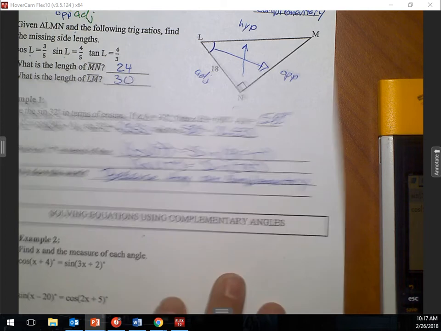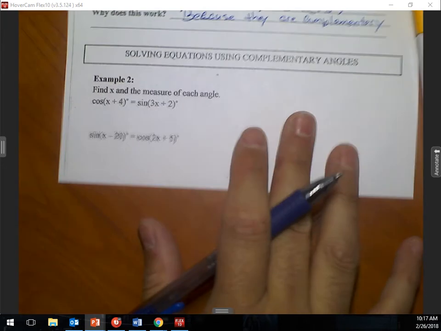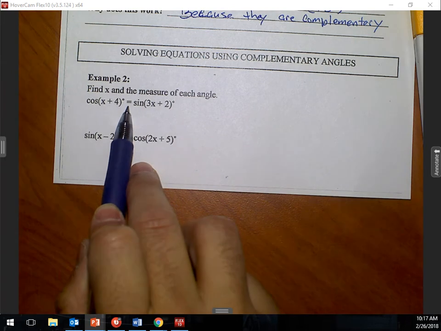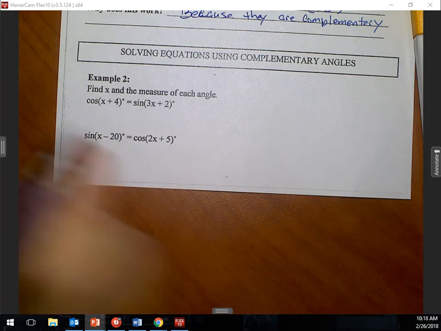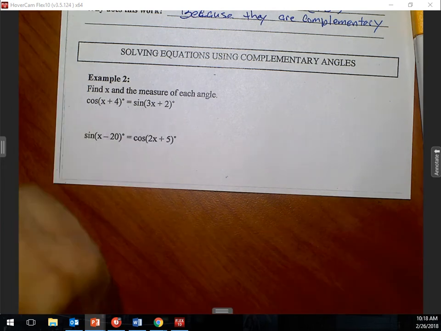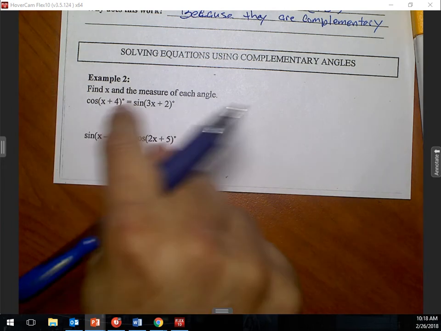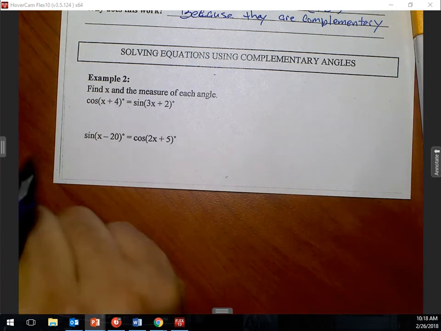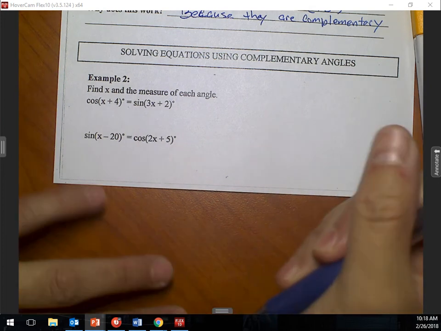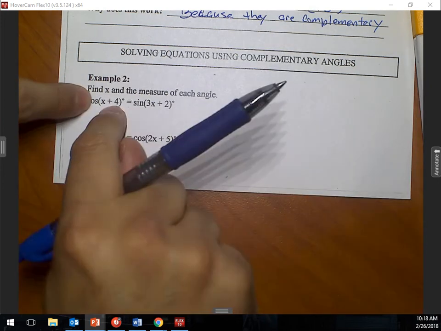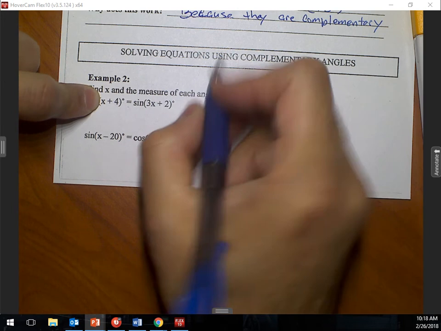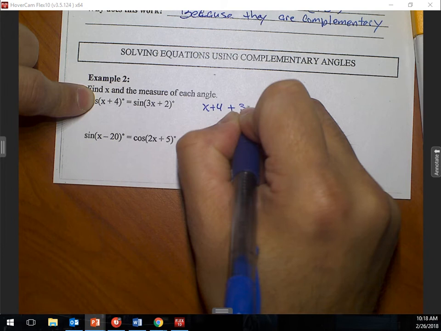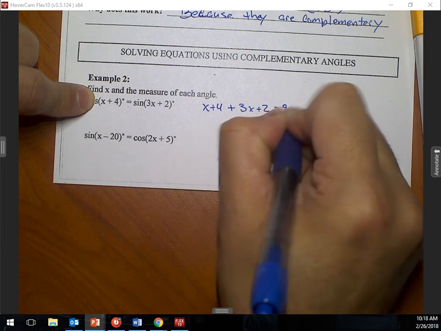Okay, so now we're going to get some equations to go along with this too. Now, see this right here? There's an equal sign. So I'm telling you right now it is equal. Sine and cosine are complements of each other. I know that these two, since they're complementary, the angles have to do what? Add up to 90? Very good. That's what I'm looking for. So because of this, I know that this one and this one equals 90. So I'm going to write that out. x plus 4 plus 3x plus 2 equals 90.